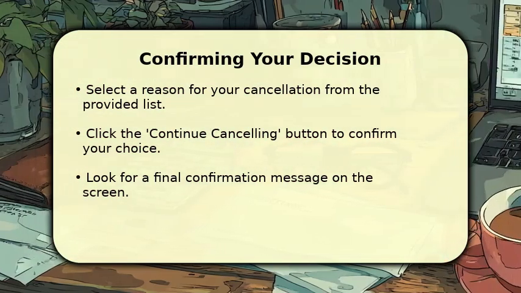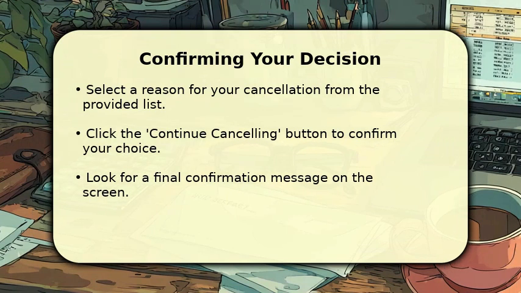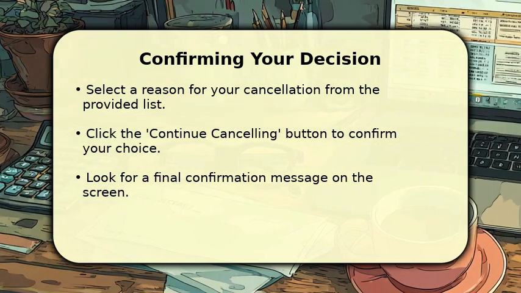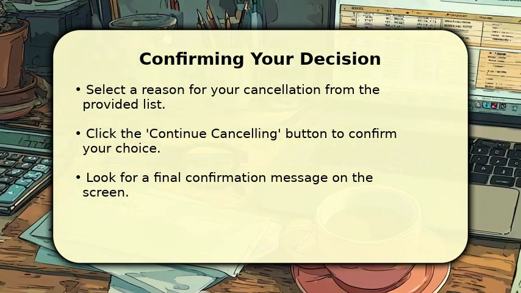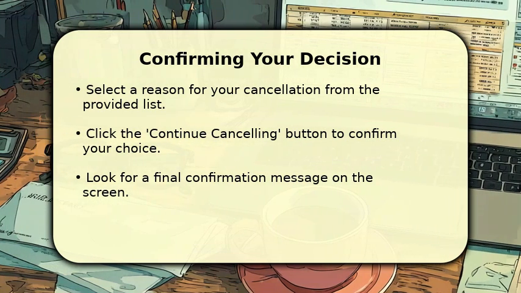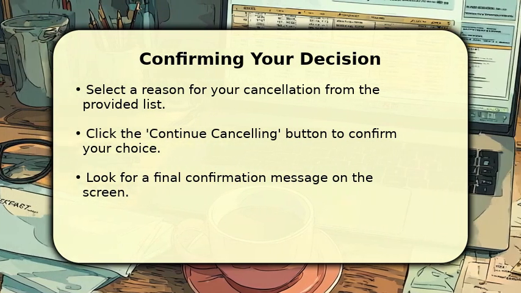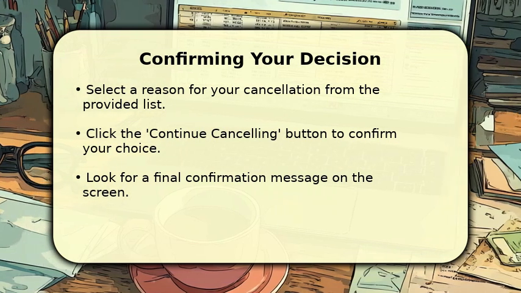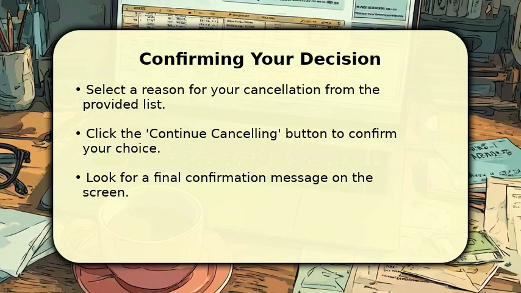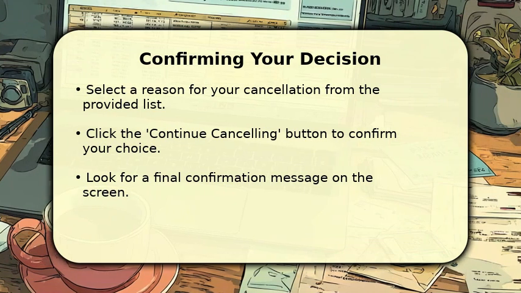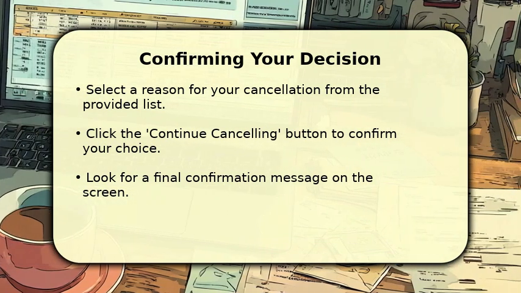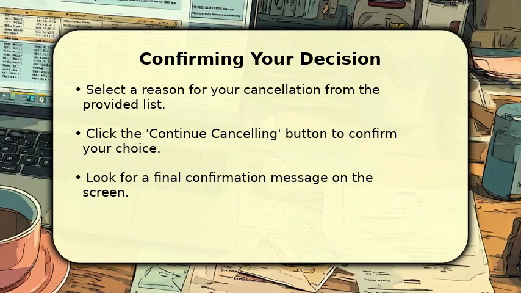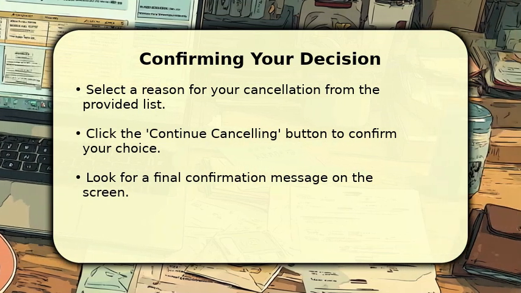After reviewing any retention offers, you will be prompted to select a reason for canceling your membership from a drop-down menu. Choose the option that best describes your decision. Following this, click the Continue Canceling button to confirm your intent. It is crucial to ensure you see a final confirmation message on your screen, indicating that your request has been received and processed by Audible.